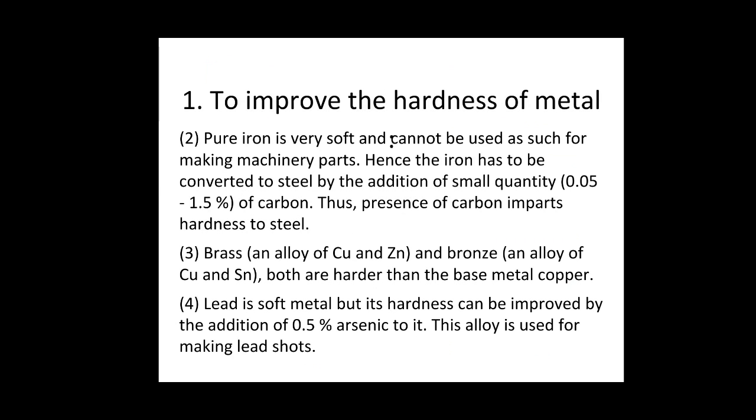Pure iron is soft and cannot be used for making machinery parts. So what are we going to do? We add a small quantity of carbon, which makes it steel, and due to the carbon, the hardness of the steel increases. Brass is an alloy of copper and zinc, while bronze is an alloy of copper and tin. Both are harder than the base metal copper. Copper is malleable and ductile, but when it is converted into brass and bronze, malleability and ductility decrease and hardness increases.